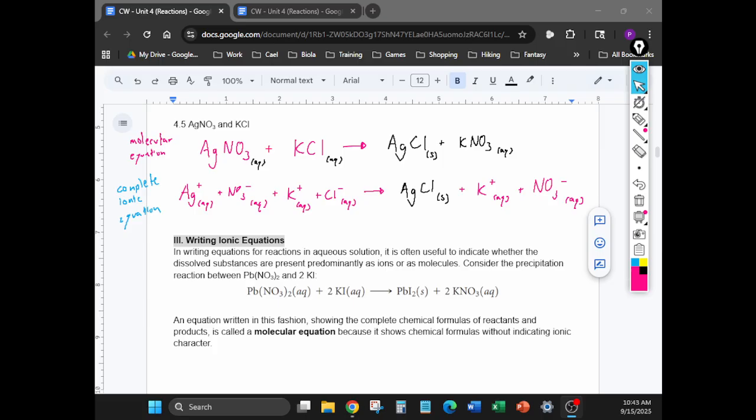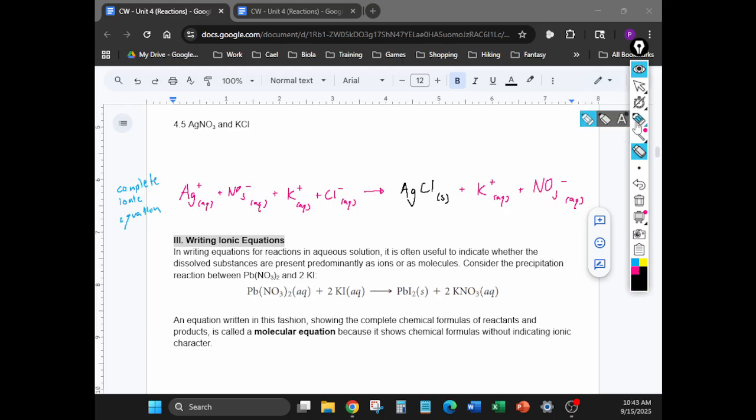There is one last one, and for the last one, we're going to use the complete ionic equation. Okay, so give me a second. Let me erase the molecular because we used that already. Okay, the last type of equation we're going to talk about is called the net ionic equation. So we had molecular equation, complete ionic equation, and then the last one is the net ionic equation.